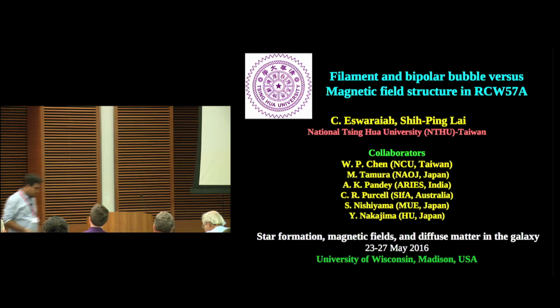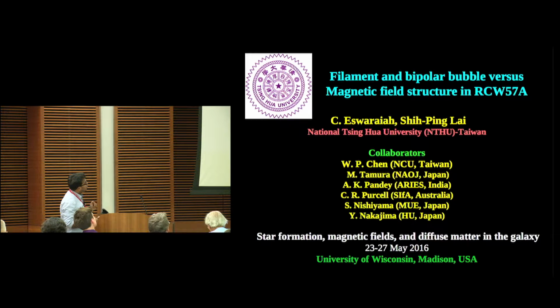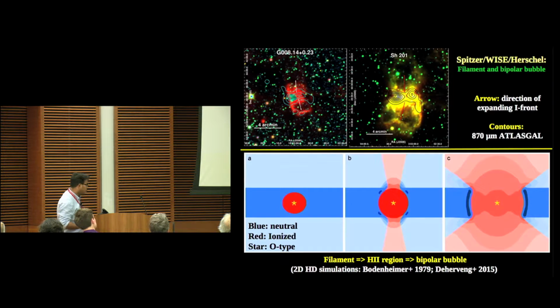Good evening, everybody. I'll be talking about the relation between filament and bipolar bubble versus magnetic field orientation towards one of the star forming regions, RCW57A. My name is Chakali Eswaraiah, and I am working with Shih-Ping Lai at National Tsing Hua University, Taiwan. These are my collaborators. I used SIRPOL H-band polarimetric data for this region. The field of view of this polarimeter is 8 by 8 arc minute.